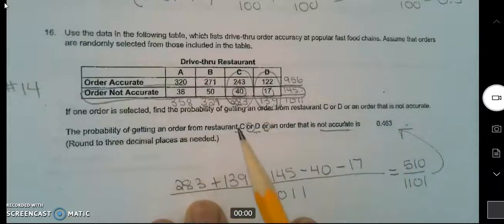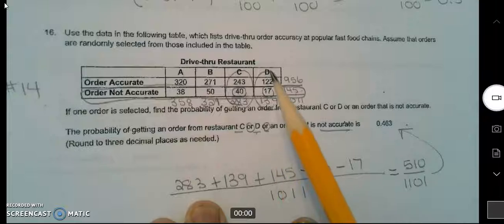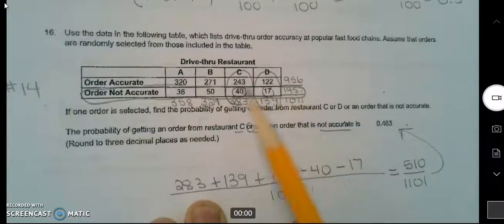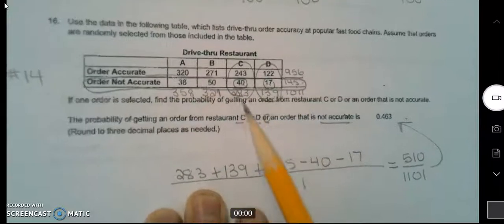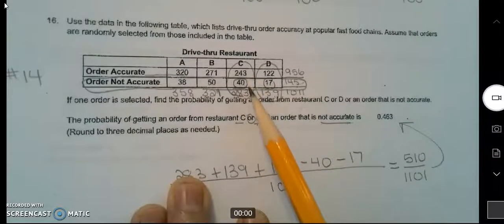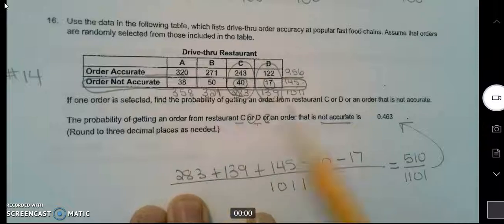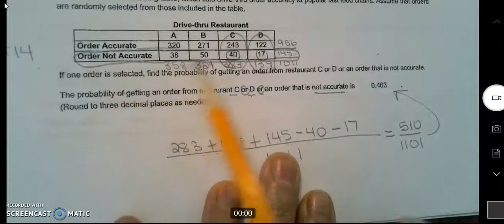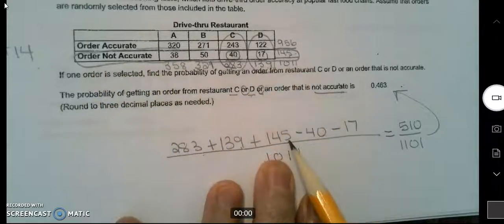Okay, so this one is looking at the probability of C, which is right here, or D, which is right here, or not accurate. So we're looking at three different things. These are the ones that are not accurate. Okay, so what I'm going to do is take the total of C. So here's the C right there. That's 283, plus the total that are D, which is 139, plus the total that are not accurate, which is 145.